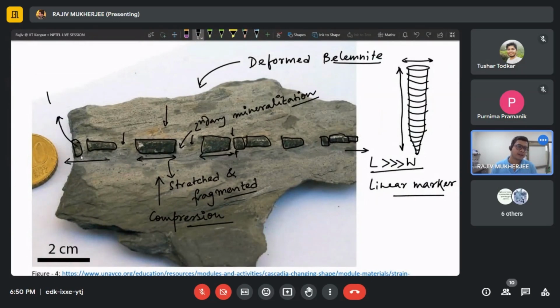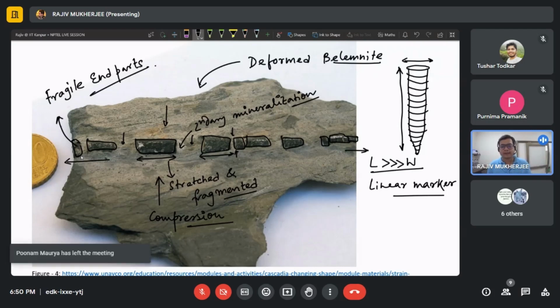Fragile end parts. So this is a very critical thing. The end parts are often not preserved exactly. They can be fragmented into several other pieces. They can even be cataclysed, that means they are reduced in size. They can be pulverized, or they can even vanish from the outcrop that you are observing.